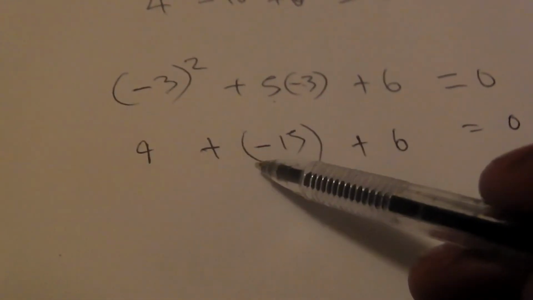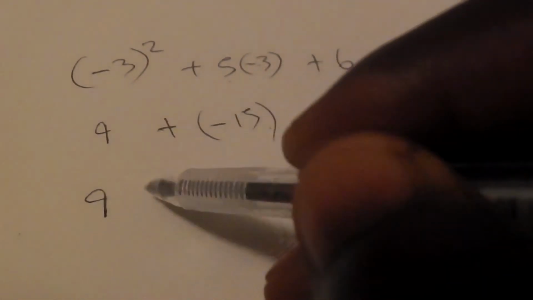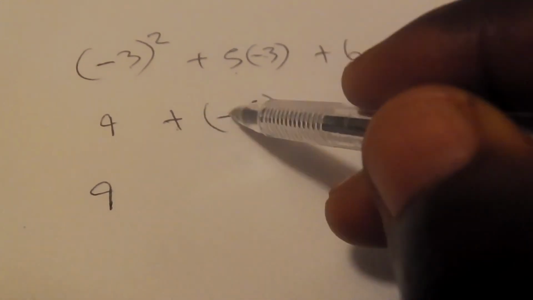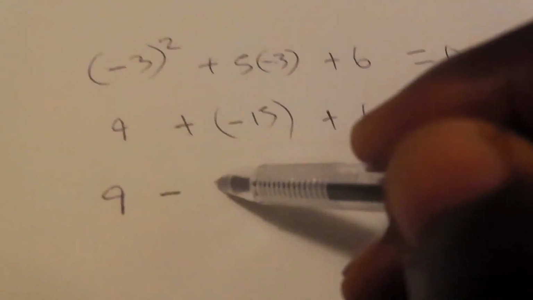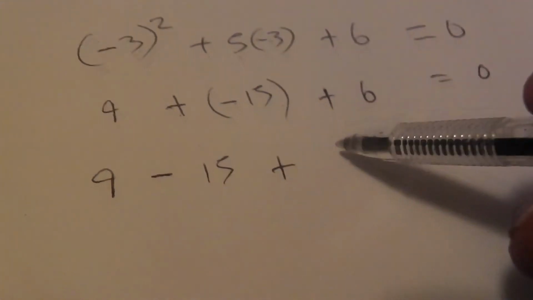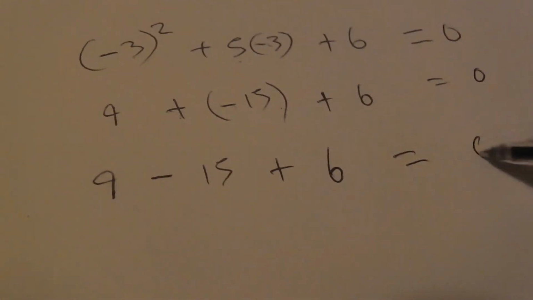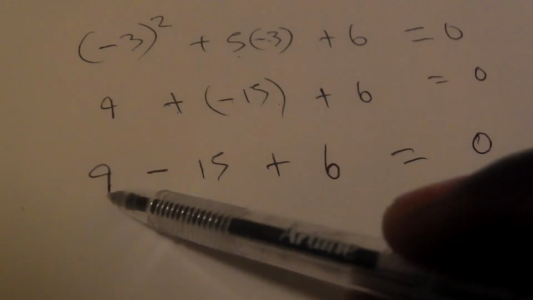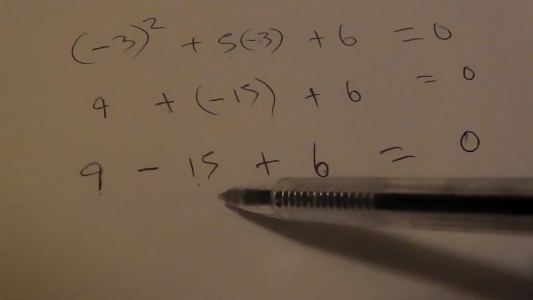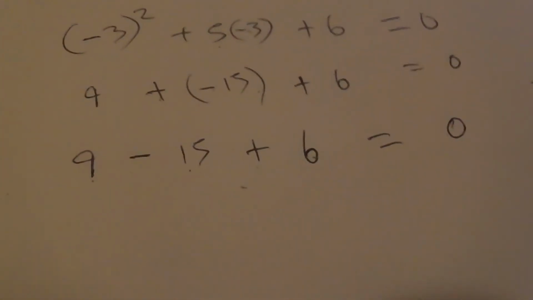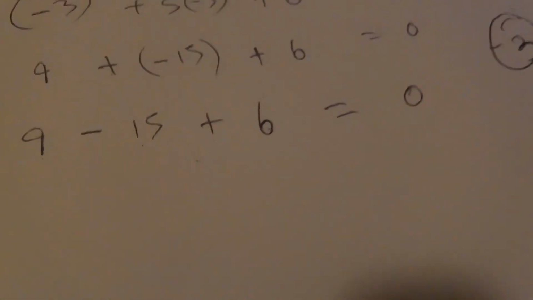And then here now we remove the brackets. It will be 9. This is positive times negative. So it means here we'll be having a -15 plus 6. This will give us 0. So if you say 9 minus 15 plus 6, you get a 0 here. So it means our solution -3 is also correct.